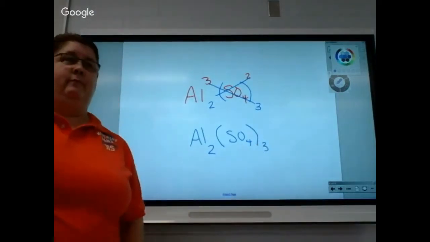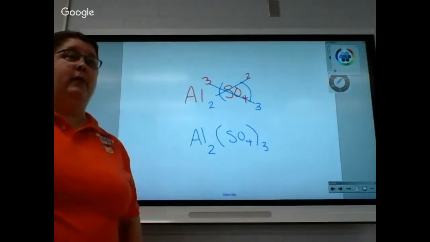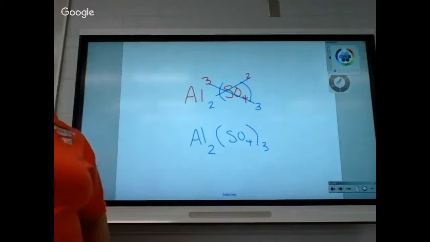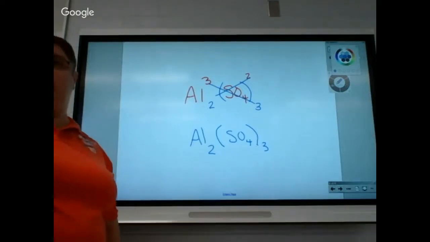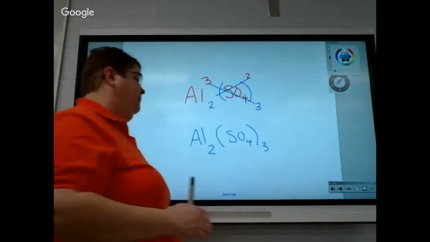Also, we put the oxidation number. Tiffany, what's wrong? You sure? Yeah, I got it. Okay. Anybody else question on any of those we did? Yes? No? Okay.